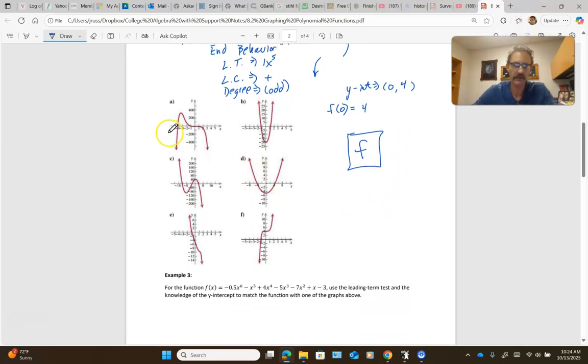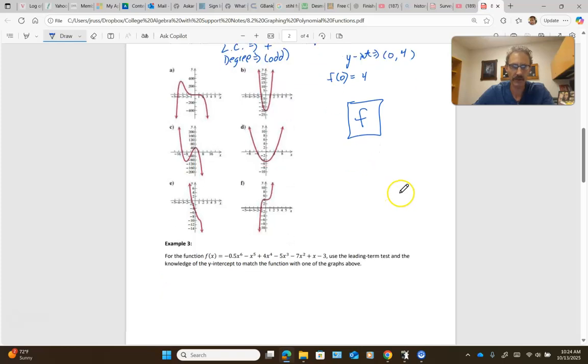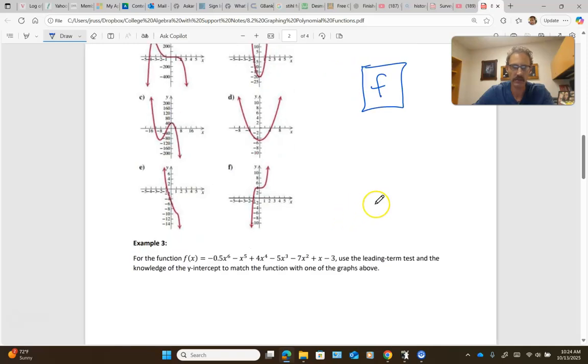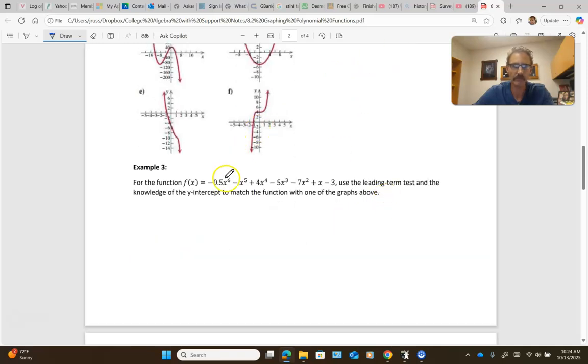Example 3 references the same group of functions. It says for this polynomial, use the leading term test and the y-intercept to match the function with one of the graphs. Okay, so we're going to do it the same way. Alright, well, these polynomials, they are written in standard form or in descending order. That just means that the exponents are decreasing. So the leading term is the first one.